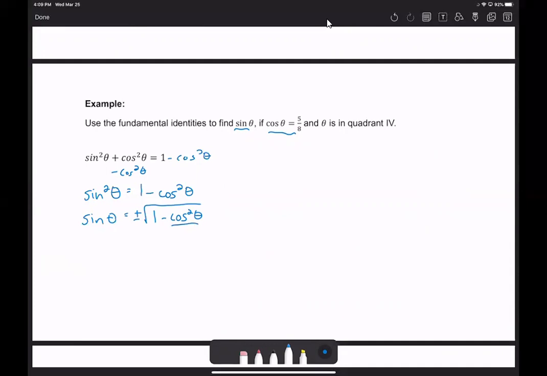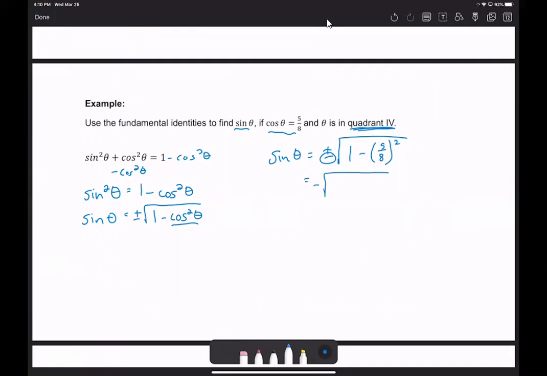So that gives us an identity that we could use by plugging in what we know for cosine to find sine. I'm going to substitute in for cosine squared, replace it with 5 over 8, and square it. Now there's a piece of information in the question that says quadrant 4. So what do we know about sine in quadrant 4? Is it positive or negative? Well, sine is negative in quadrant 4, so we're going to choose the negative value and then begin to simplify.